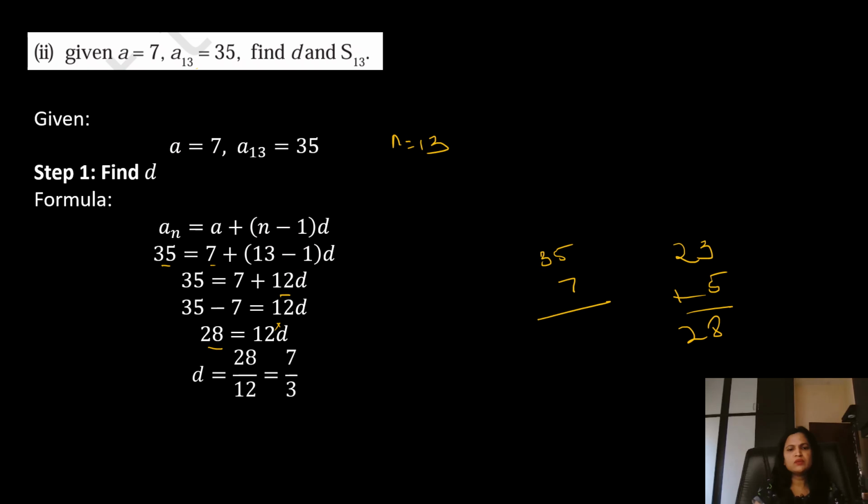12 and 28, 3 table. 28 by 12. 3 4s are 12. 4 7s are 28. So 7 by 3. d equal to 7 by 3.